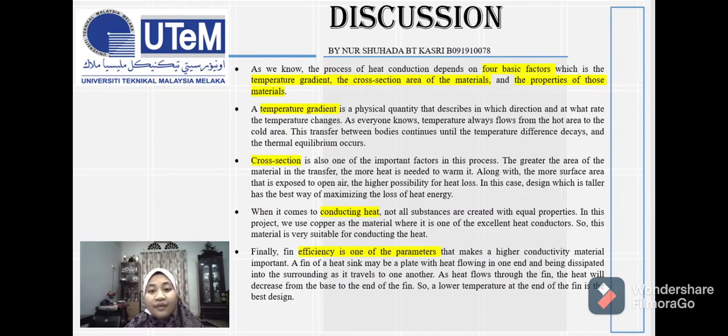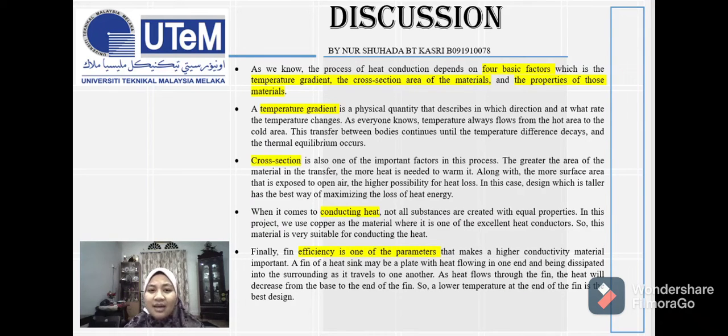Cross-section is also one of the important factors in this process. The greater the area of the materials in the transfer, the more heat is needed to warm it. Along with that, the more surface area that is exposed to the open air, the higher the possibility of heat loss. In this case, the design which is taller has the best way of maximizing the loss of heat energy.